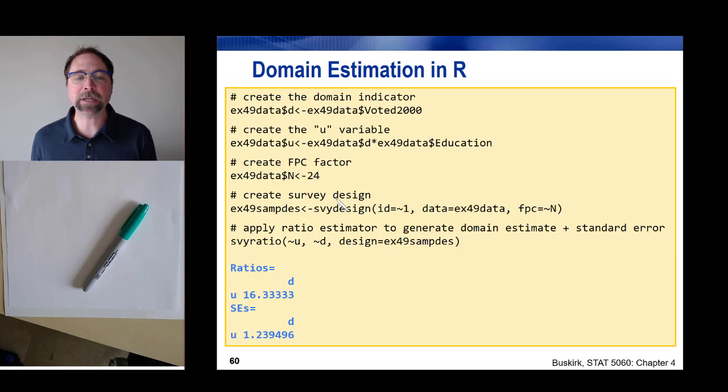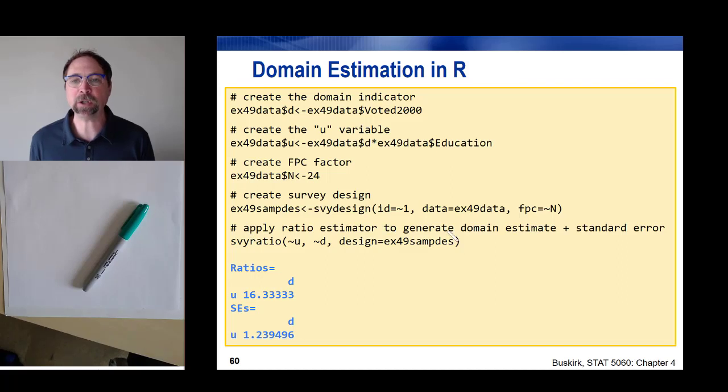Now the survey design object is very familiar to you. This is a simple random sample without replacement. So we use the svydesign function of the survey package in R. Everyone has an ID equal to 1 because everybody counts for themselves. And the data was the example 49 data. Now it's important to note that this data set will include the U variable and the D variable because we will reference that later in our estimation process. The FPC again is the population size, as we've already indicated.